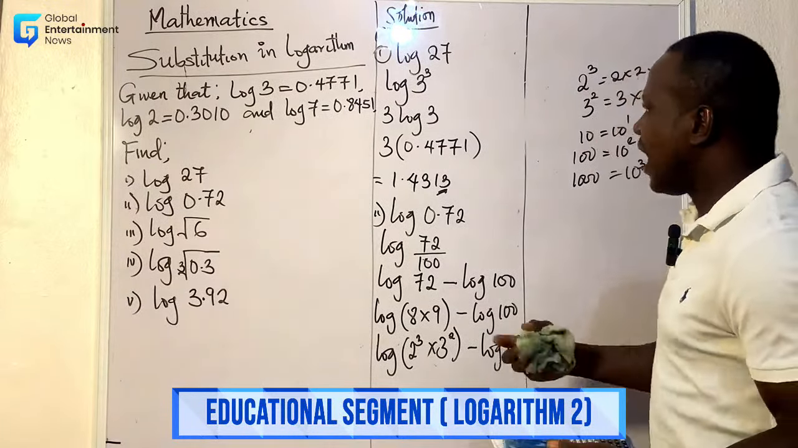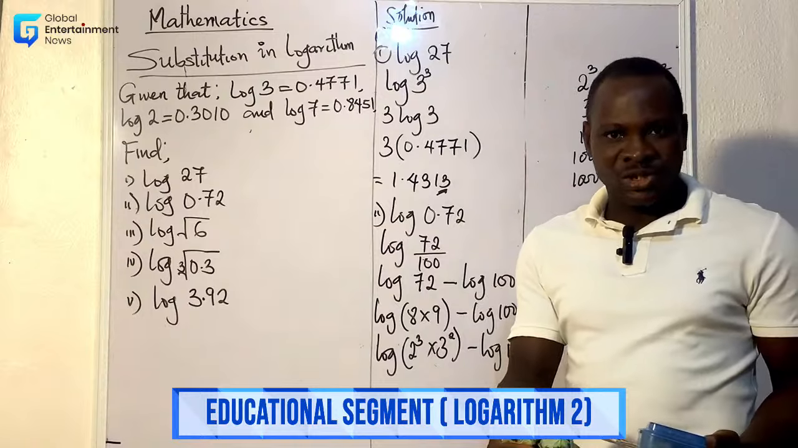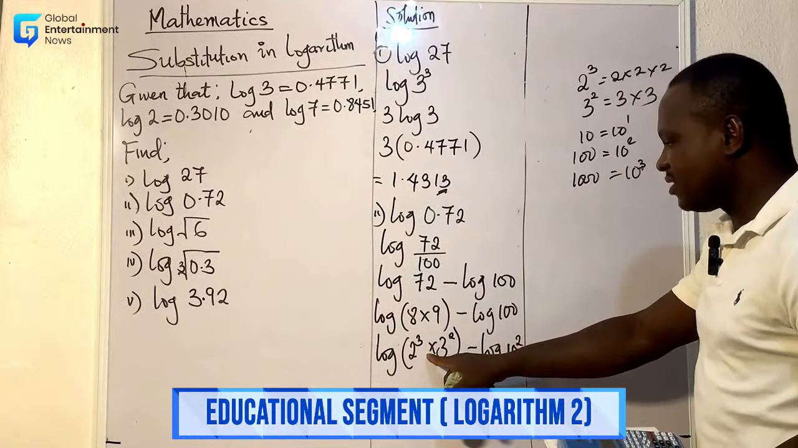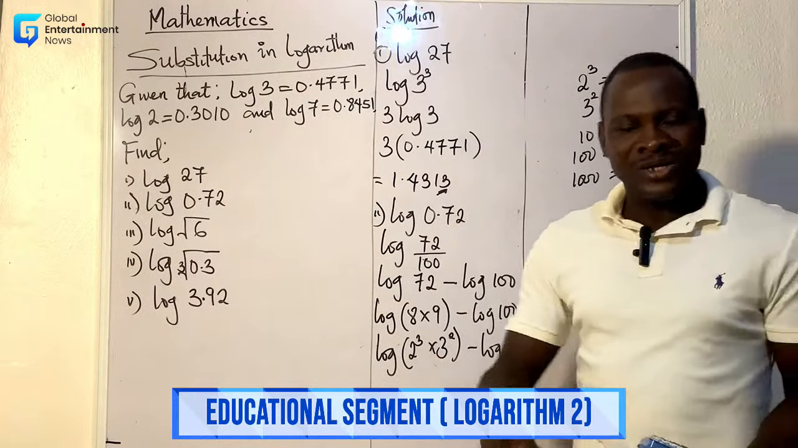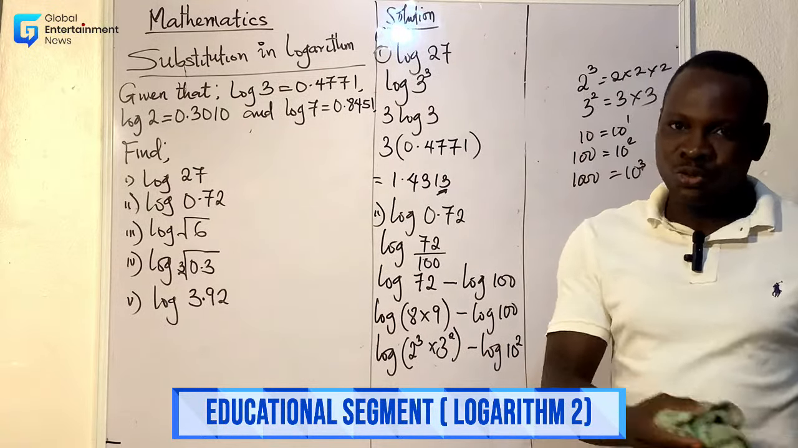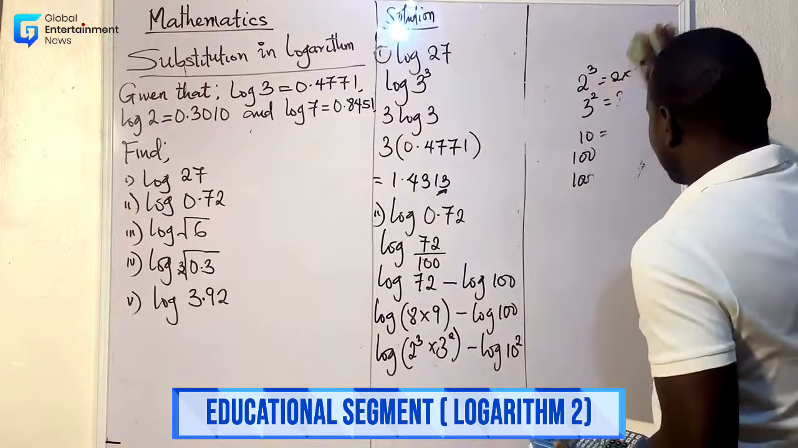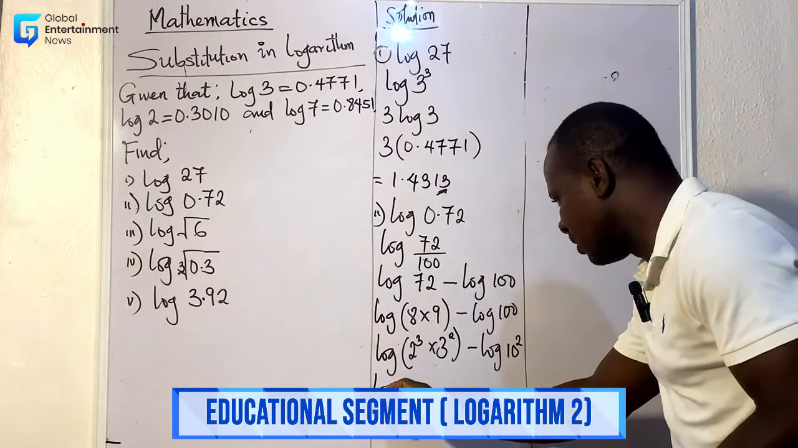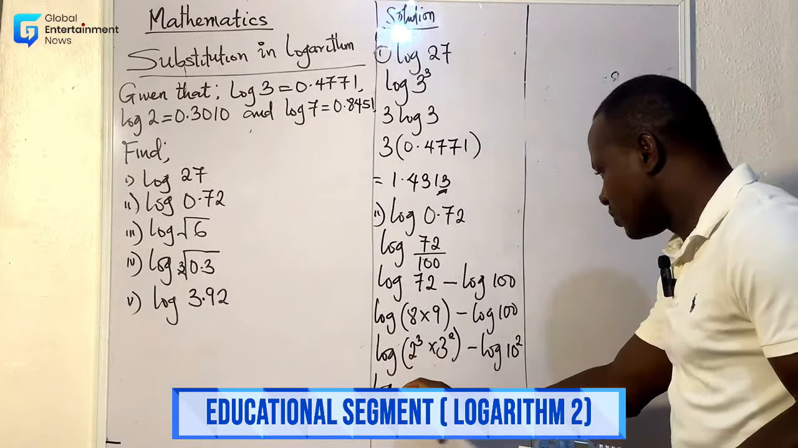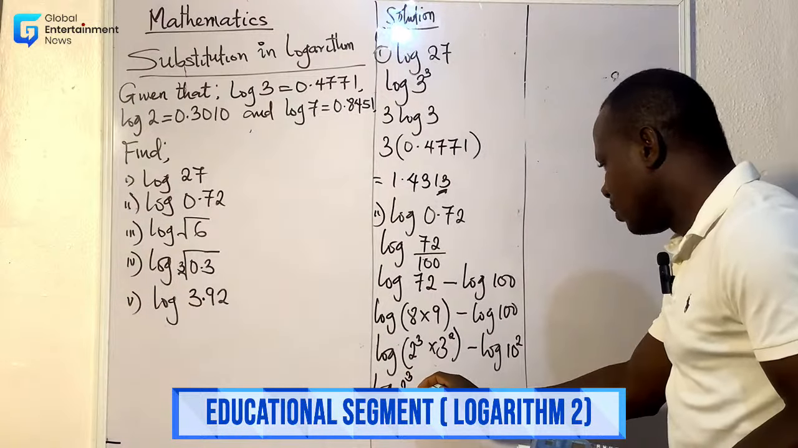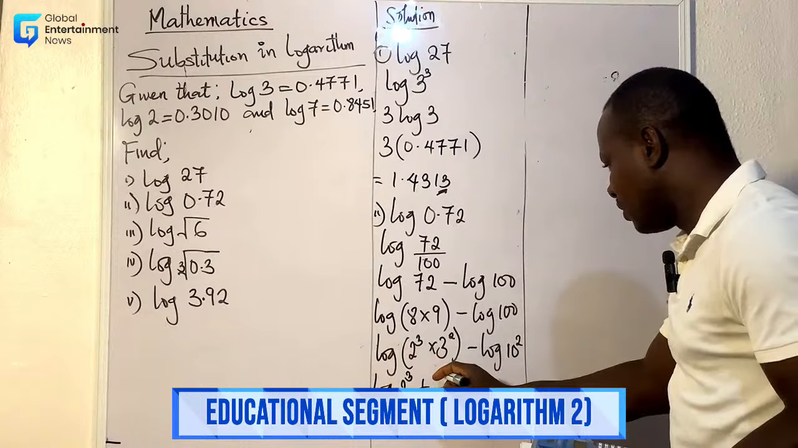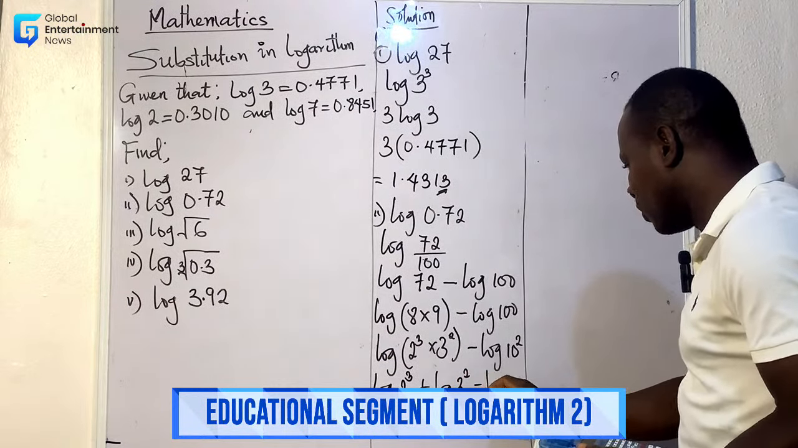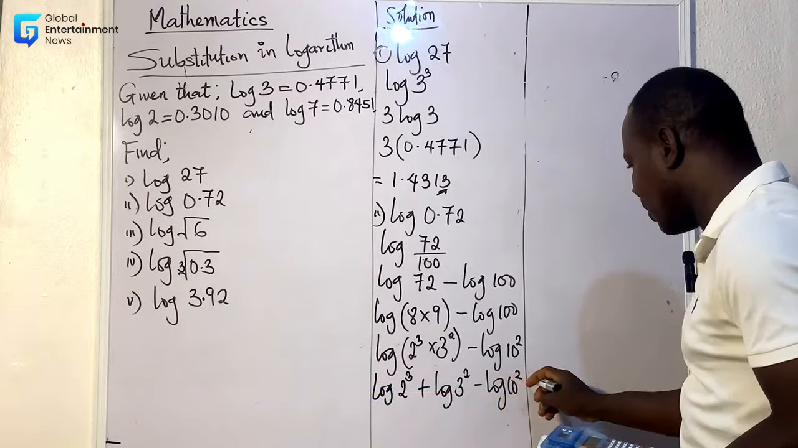You remember that the basic operations in logarithms are the multiplication sign and the division sign. And what we have here is a multiplication sign. We change the multiplication sign to an addition sign. This is what we are going to do. We are going to say log 2 raised to power 3 plus log 3 raised to power 2 minus log 10 raised to power 2.